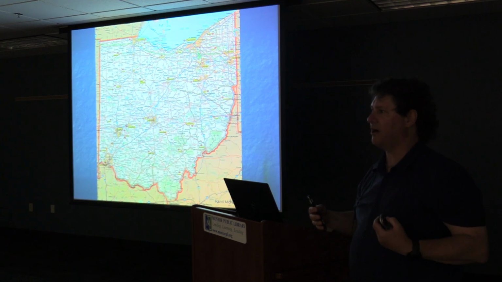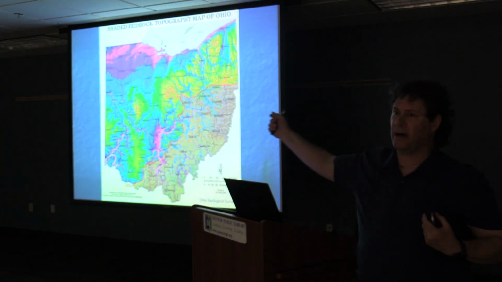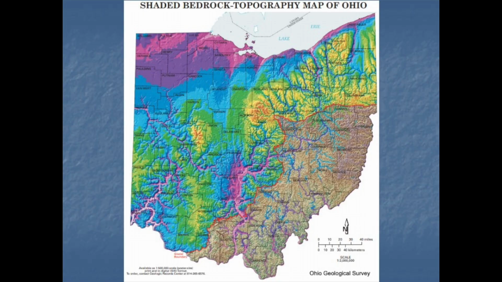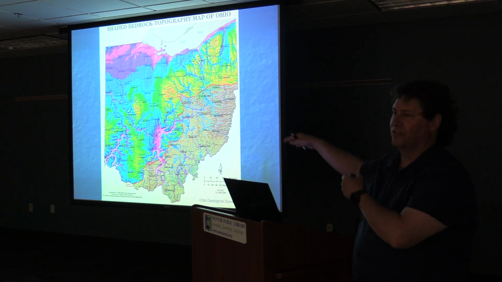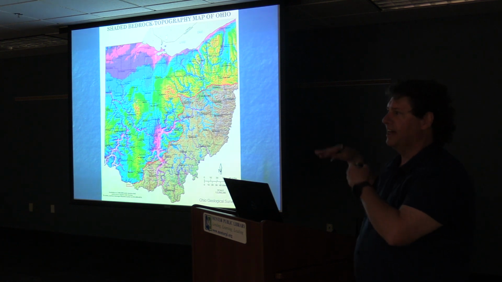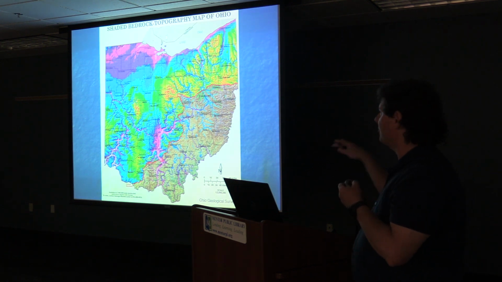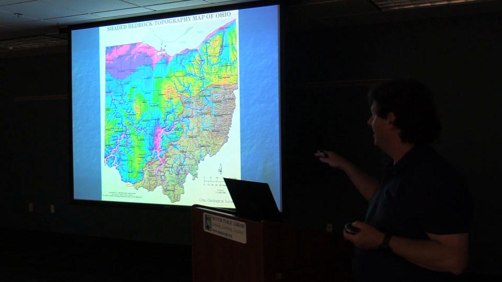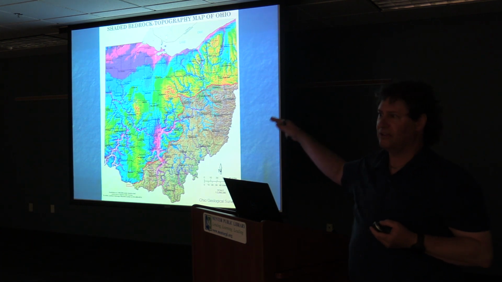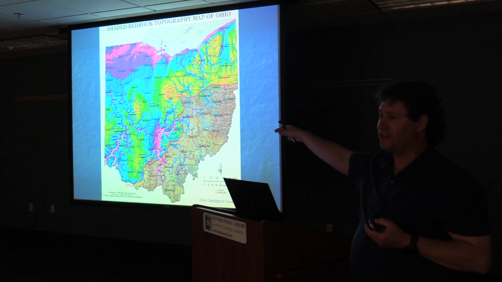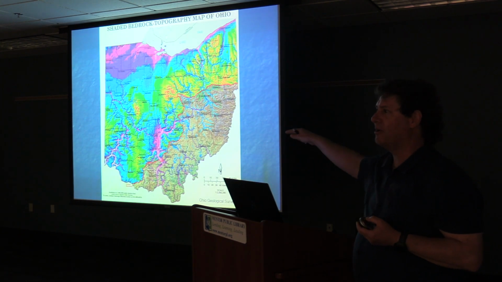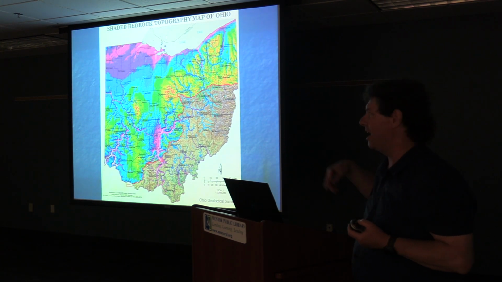When I think of Ohio, this is what pops into my head. This is essentially the bedrock of Ohio overlaid with the topography of Ohio. And this, to me, is really Ohio. Yes, you can put the towns and roads and things in there too, but that's not the interesting part. The interesting part is what's under our feet. And hopefully by the end of tonight, you will have a better appreciation and maybe think of this a little bit more than your typical road map of Ohio.